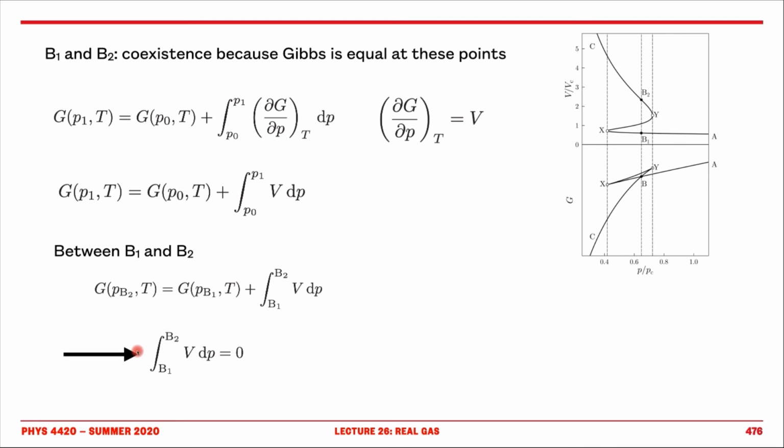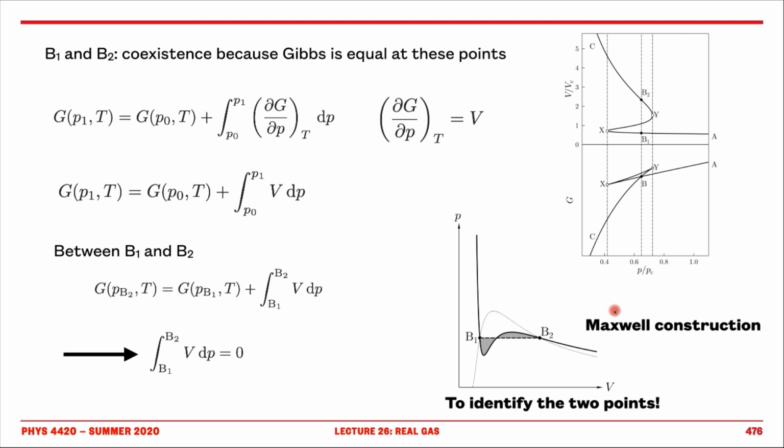So now this is very important, because that means that if you integrate the volume between B1 and B2, basically from here to here, you obtain zero. Well, you know that one of the interpretations of the integral is a surface area under the curve. And so this particular condition is imposed from the fact that we have the coexistence of those two phases. That particular condition can be understood schematically by re-rotating this by 90 degrees. So we rotate this by 90 degrees.